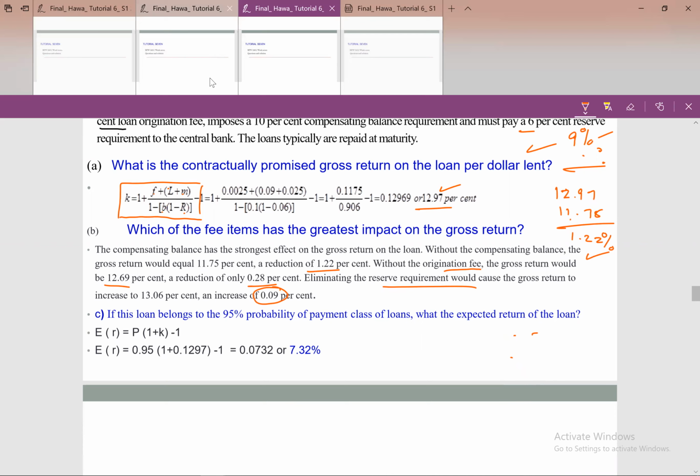The other thing, from the bank's perspective: if you are going to get 12.97, and the category of this loan belongs to those loans that have 5% defaulting, in this case you have to understand what to do. So the expected rate, you just bring the K, 1 plus the K, which is 12.97%. And this has a probability of payment of 95%.